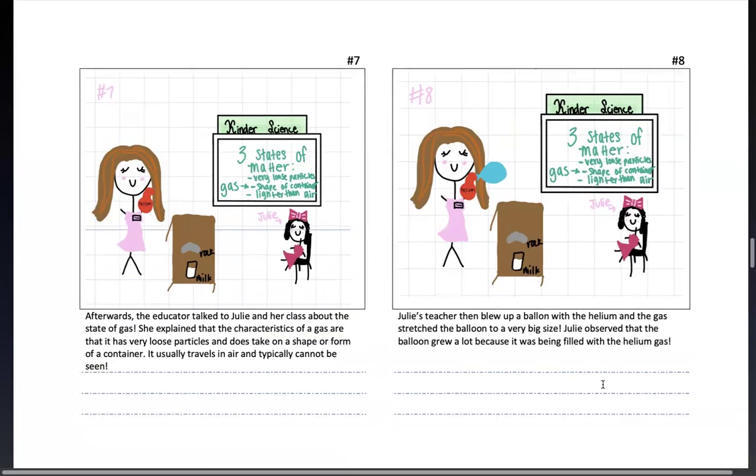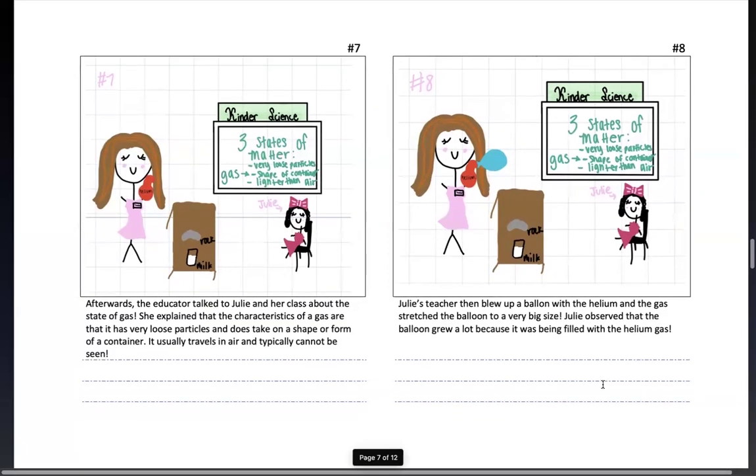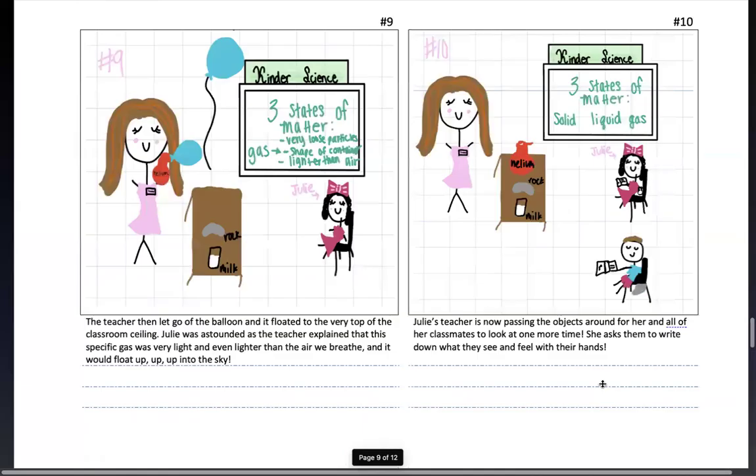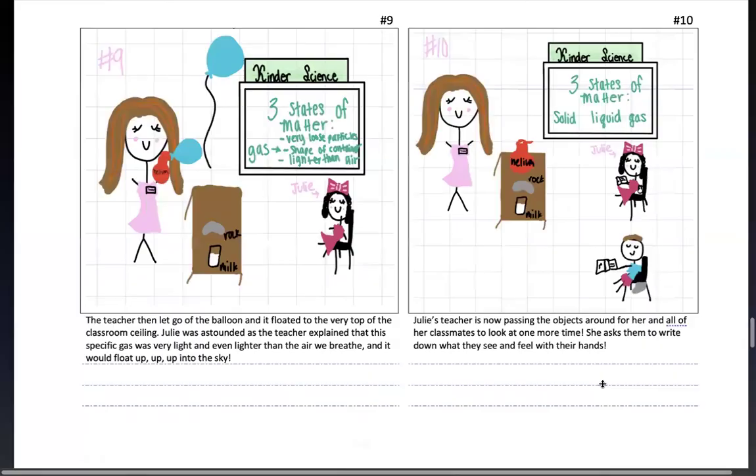Julie's teacher then blew up a balloon with the helium gas that stretched the balloon to a very big size. Julie observed that the balloon grew a lot because it was being filled with helium gas. The teacher then let go of the balloon and it floated to the very top of the classroom ceiling. Julie was astounded as the teacher explained that this specific gas was very light and even lighter than the air we breathe, and it would float up, up, up into the sky.